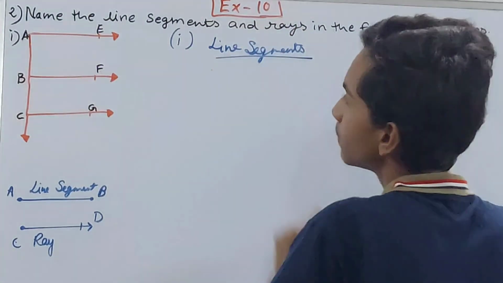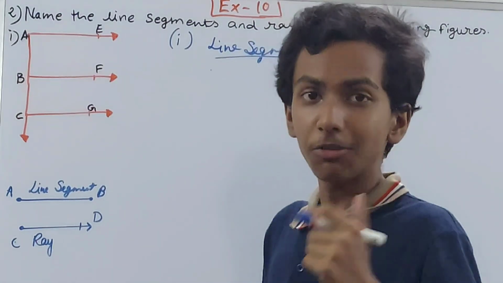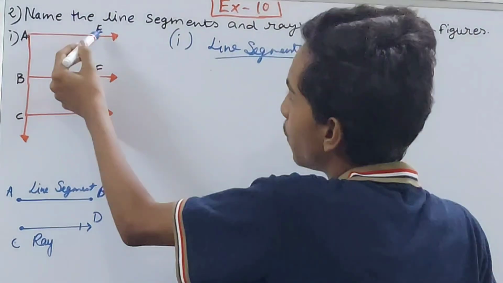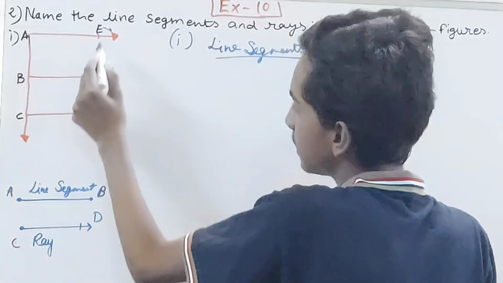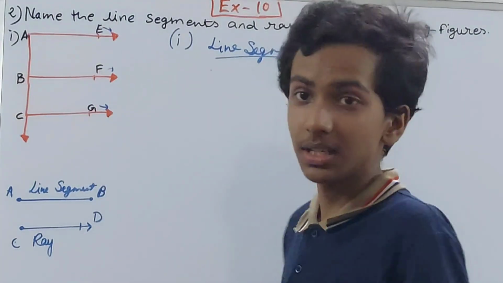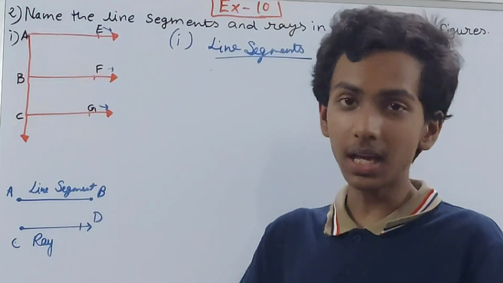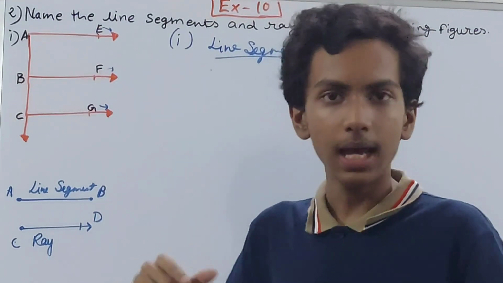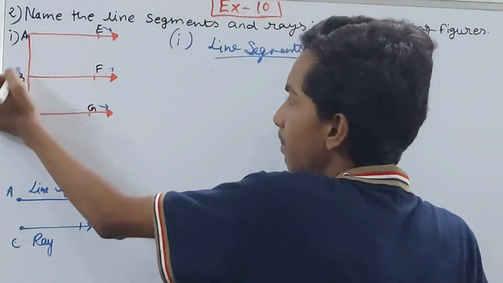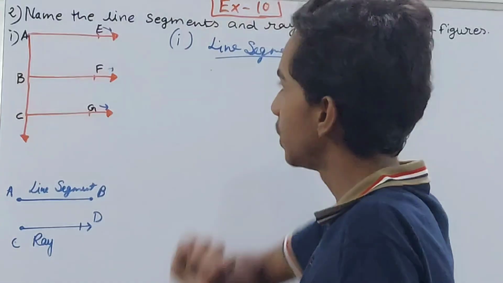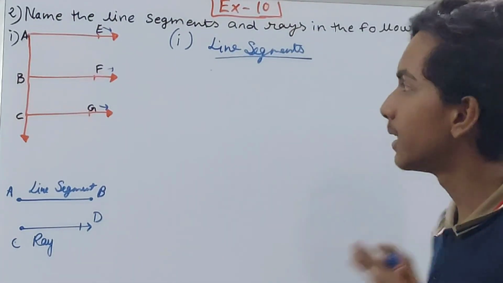So first one, line segments are basically you have to look for the points on the line. These points you cannot take because they are representing the arrow, right? You can see this arrow that is there in front of them. So you cannot take these points because they will come under ray. Why? Because arrow means you can extend and line segment cannot be extended. So look for simple points. You can see A, B and C. Now in these 3 points we have to name as many line segments as we can.